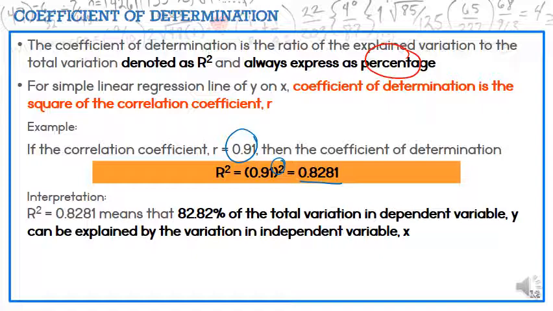So R squared 0.8281 means that 82.81% of the total variation in dependent variable y can be explained by the variation in independent variable x. So if you have a total of 100 observations, only 82% of the total variation can be explained by the variation of x.